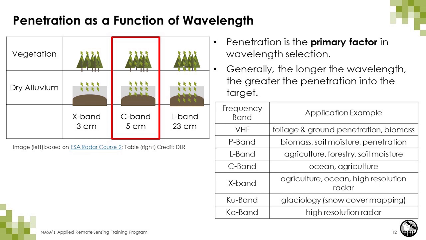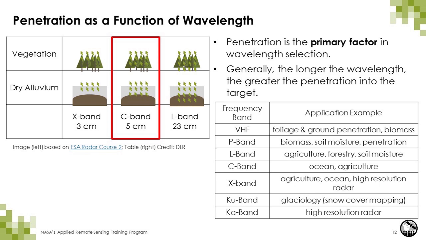So there is a preferred wavelength depending on the type of study that you're conducting. And the table on the right lists some of these. And for example, P-band is good for studies that involve high penetration through high biomass forests, such as those found in the tropics, and for assessing biomass. And it also penetrates deeper into soils and is good for assessing soil moisture at deeper layers than that provided by shorter wavelengths. L-band is also a very good sensor for forest and soil studies.